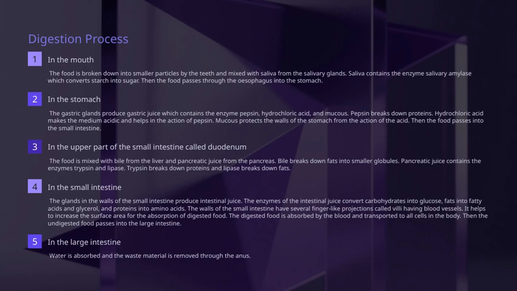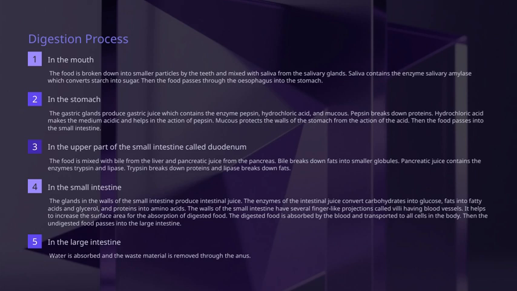These enzymes convert carbohydrates into glucose, fats into fatty acids and glycerol, and proteins into amino acids. The walls of the small intestine have tiny, finger-like projections called villi. These villi are rich in blood vessels and significantly increase the surface area for absorbing nutrients. This means the digested food is absorbed into the blood and transported to all cells in the body, providing the energy and materials needed for various functions.